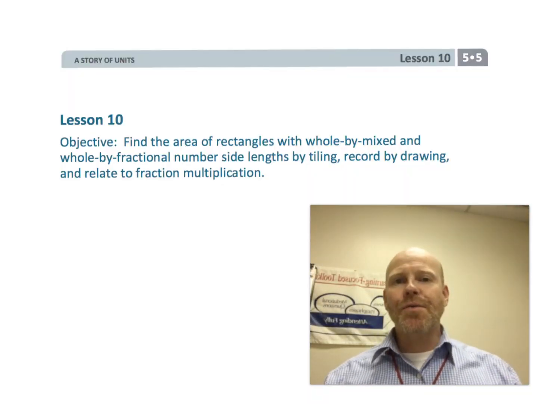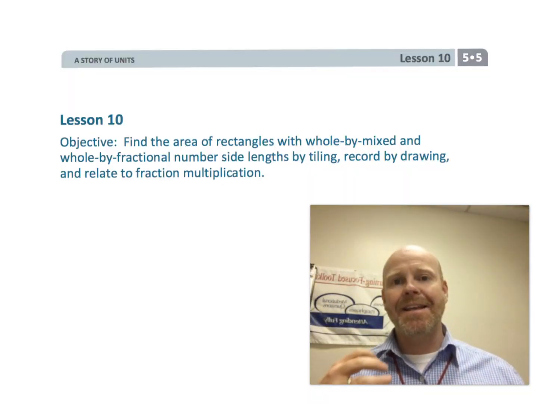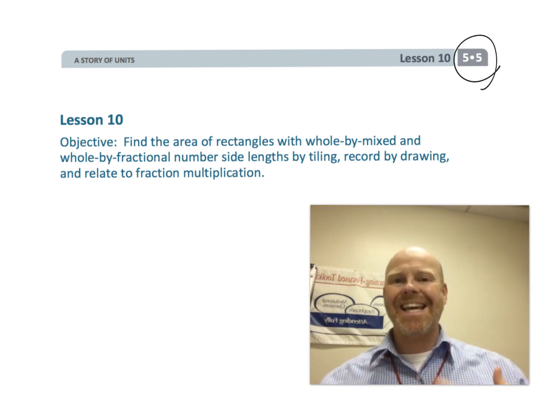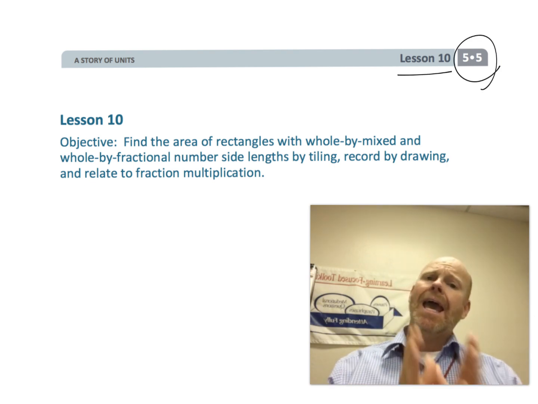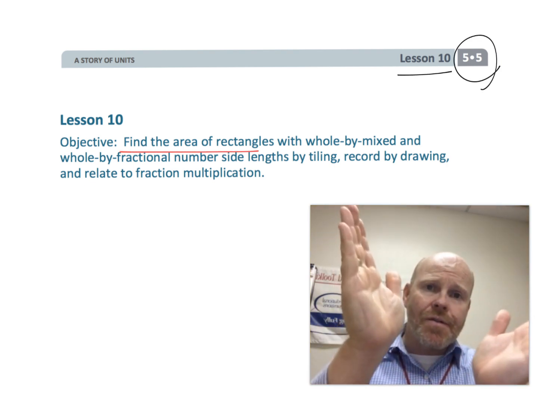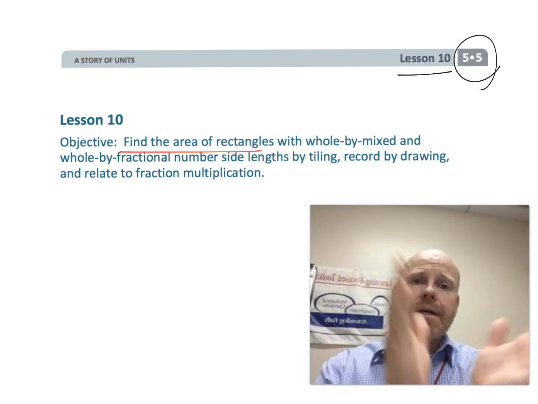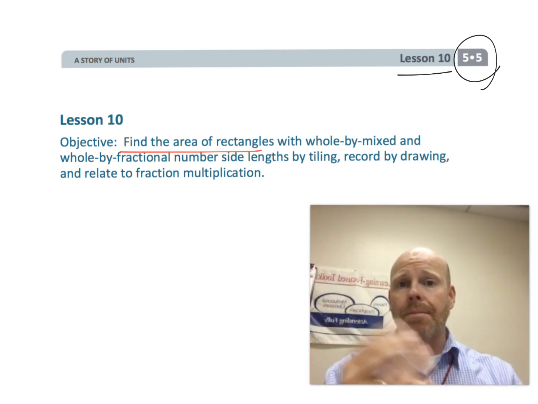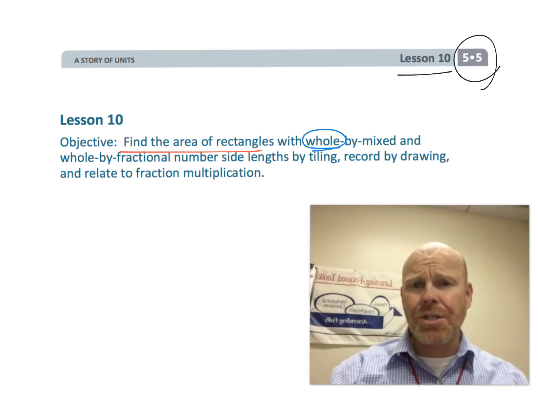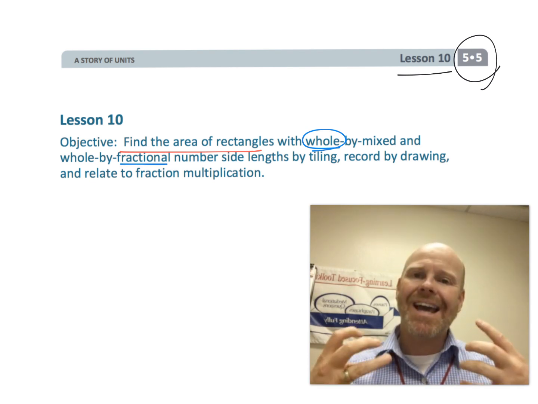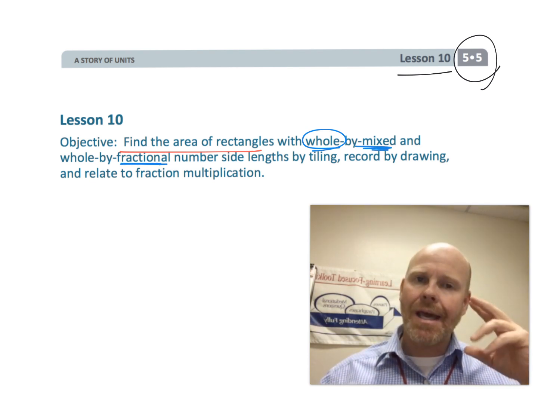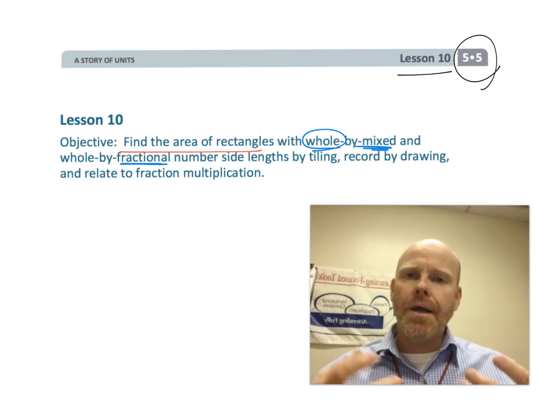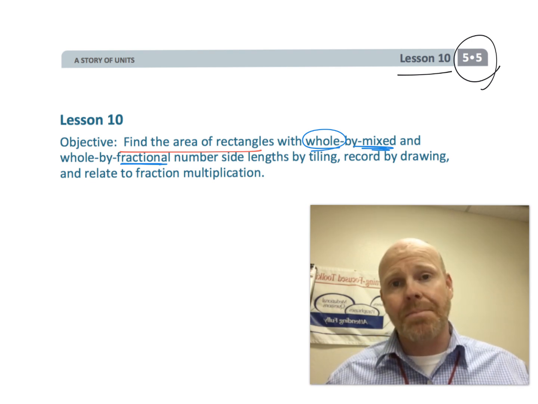All right, this is 5th grade, Module 5, Lesson 10. And in this lesson, students are going to be finding the area of rectangles. And the thing about these dimensions of the rectangles is that one of the dimensions is always going to be a whole number. The other one is either going to be a fraction or a mixed number. The idea is, yes, we're looking at area, but the real underlying important concept is multiplying fractions.